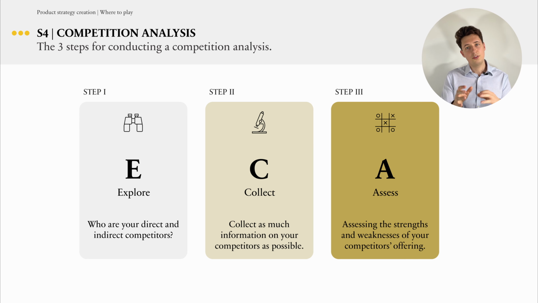Okay, the theory sounds good and all, but how can you turn this into practice? There are 3 phases in doing competition analysis. Phase 1 is about exploring who your competitors are, including new entrants and potential substitutes. Phase 2 is about data gathering. You want to collect as much information on your competitor as possible because this will help you with step 3. And in step 3, it's about assessing the strengths and weaknesses of your competitor's offering.